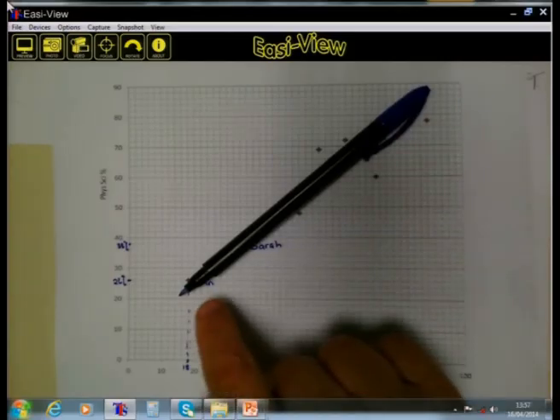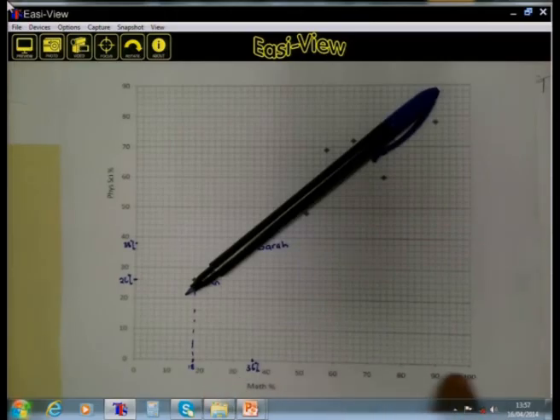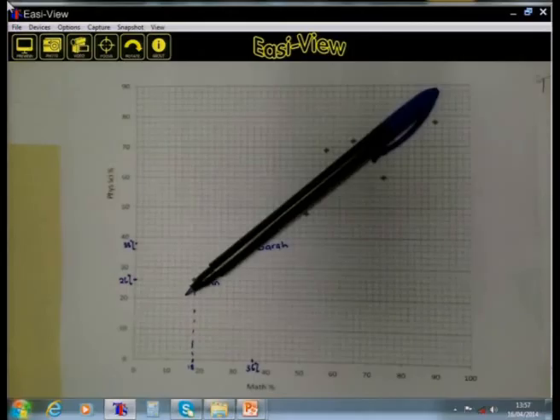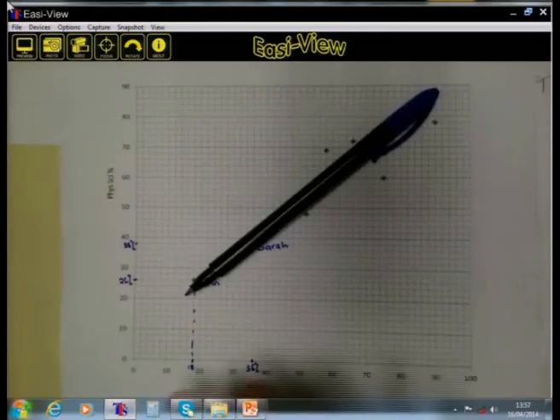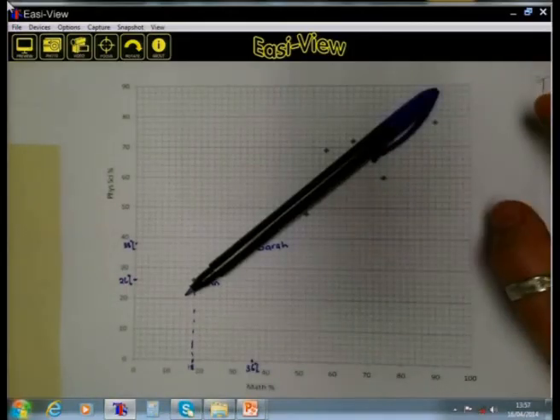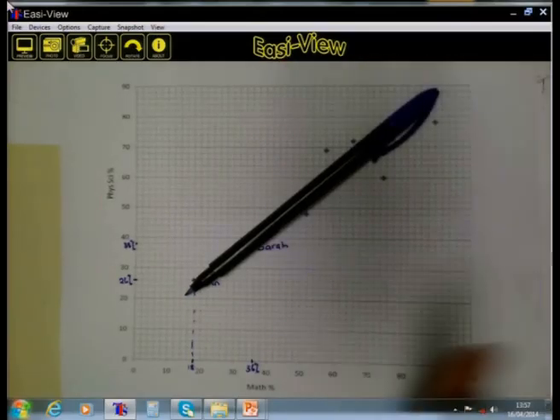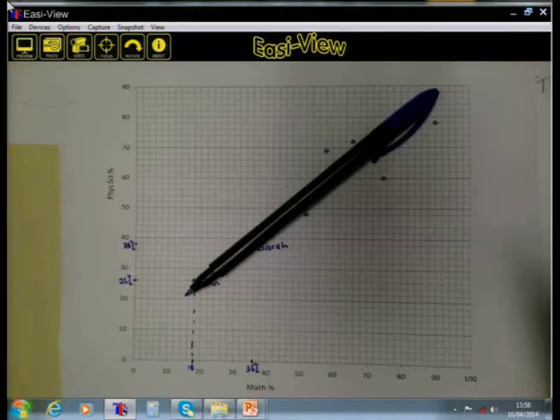What this means is that as the value on the one axis, the x-axis here, or the percentage in mathematics, increases, the value here on the y-axis, or the percentage of physical science, also increases. So if we must look for a correlation, we say it appears that learners who do better in mathematics also do better in physical science, in that specific grade 11D class of that specific school.